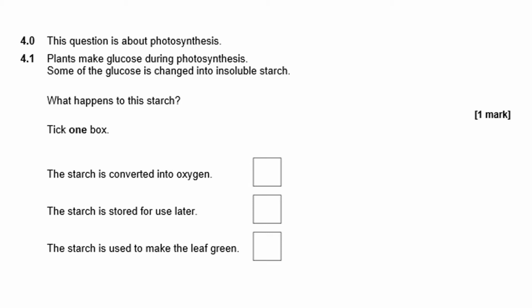Now, going through those ones, you can already scrub some of them off. So the starch is converted into oxygen. That happens in respiration, where the starch is broken into glucose, which then breaks down to oxygen. So it's not the first one. The last one, we know that it's the chlorophyll in chloroplasts that make leaves green. So it's not the last one. It is the middle one. Starch is a storage molecule, so they store it away and use it for later. So well done if you ticked the middle box. The starch is stored for use later.